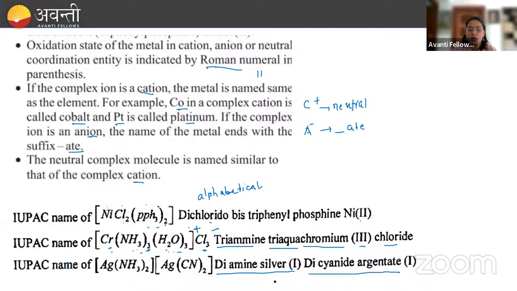Silver amine is what? A neutral ligand. That's why we haven't changed the name of silver. We haven't changed the name of Ag, but here, for the negative complex, I have done argentate. I have added ATE here. Everyone, is that clear? Right?